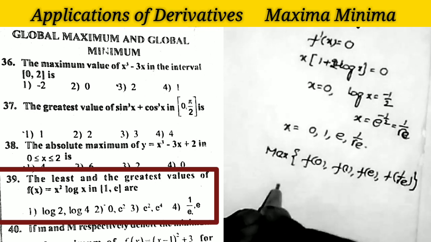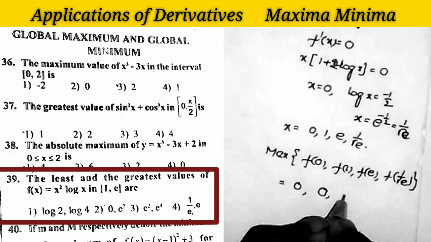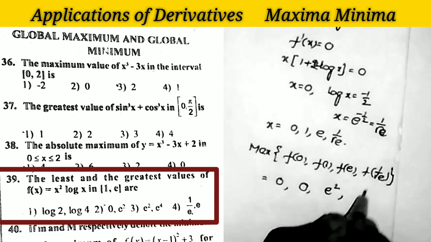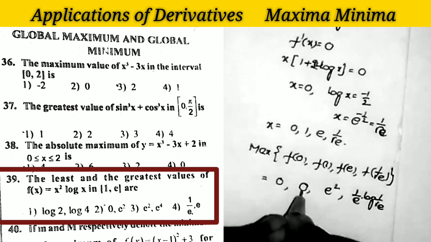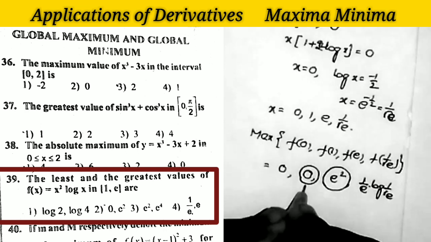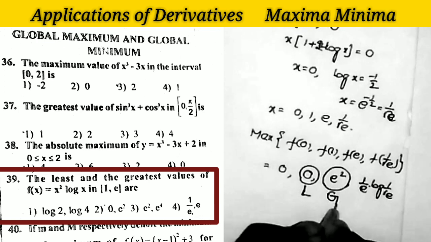What is f of 0? Equal to 0. What is f of 1? Equal to 0. What is f of e? e square into log e is equal to e square. What is f of 1 by root e? 1 by root e whole square is equal to 1 by e into log of 1 by root e. That is, the minimum value is equal to 0, and the maximum value is equal to e square. The least value is 0 and the greatest value is e square. Okay.